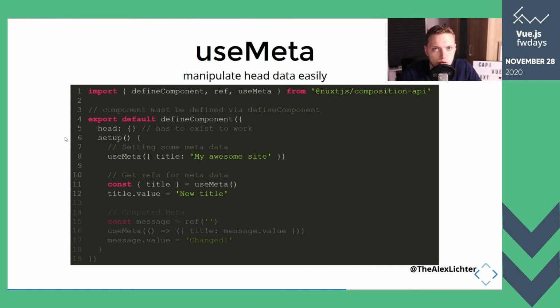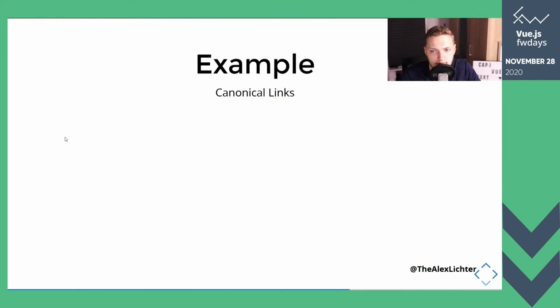And if you change the ref, then useMeta will correctly show the new title. And it's also possible the other way around, which is called computed meta. So you can have a ref and then just pass in a function that will be treated as a computed property. And then when the ref changes, again, the function will be re-executed because everything is reactive. And there you go. Okay, so these are the three ways. And one of them we will use in our example for canonical links.